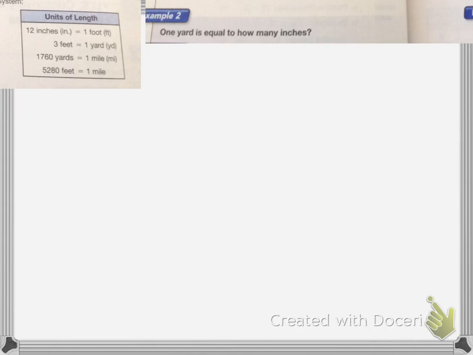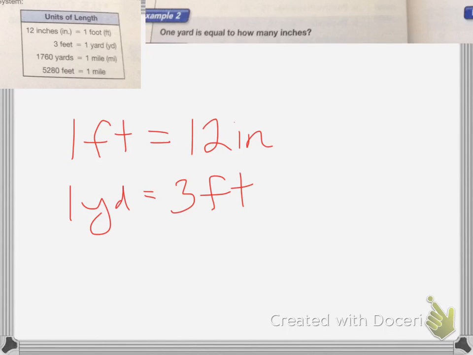Okay. With units of length, we have 12 inches equal 1 foot, 3 feet equal 1 yard, 1,760 yards is 1 mile, and 5,280 feet equals 1 mile. So my question is, 1 yard is equal to how many inches? Well, we know that 1 foot is equal to 12 inches. And I know that 1 yard is equal to 3 feet. So to find my answer, I'm going to multiply 3 feet by 12 inches. So I'm going to do 3 times 12 inches, which is equal to 36 inches.